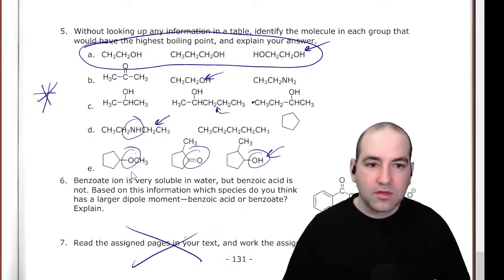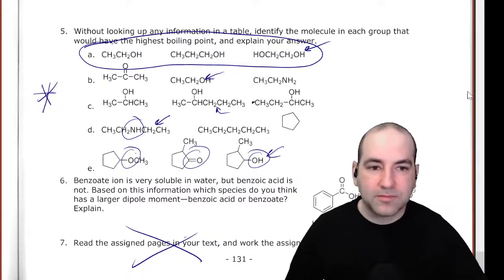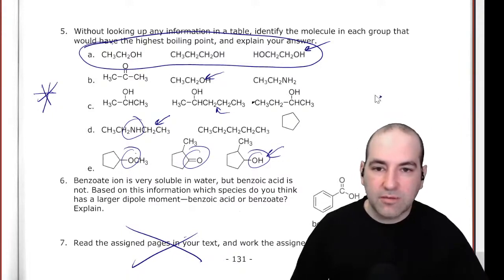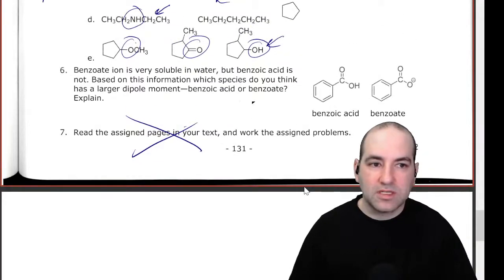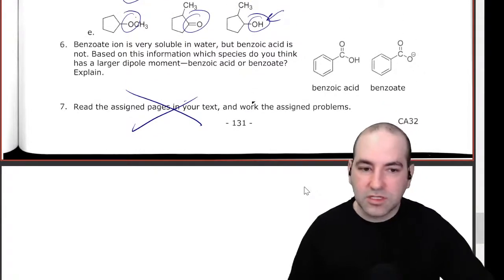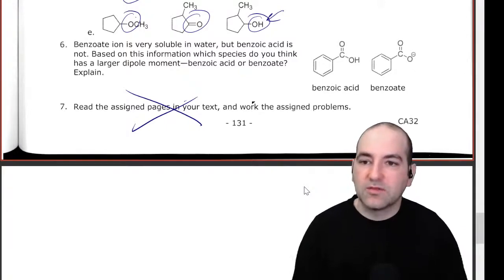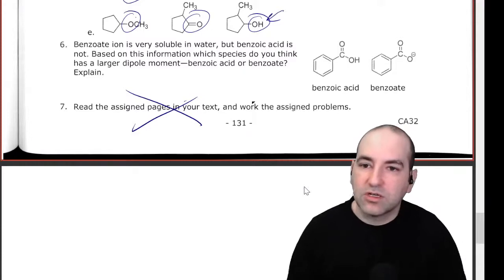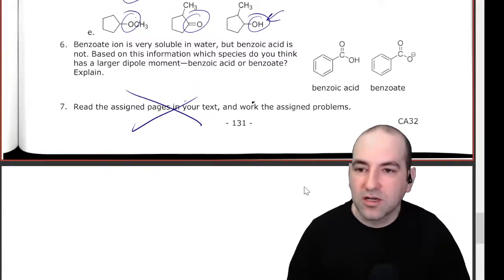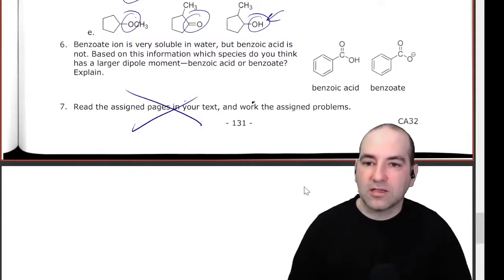All right. So number 6 is a little bit different type of question. This type of question, I often see people answering it wrong because they're missing an important clue. So let's take a look at this. Benzoate ion is very soluble in water, but benzoic acid is not. Based on this information, which species do you think has a larger dipole moment, benzoic acid or benzoate?